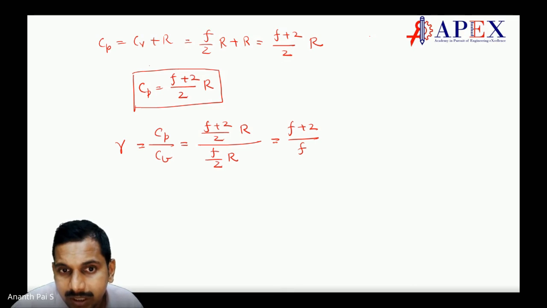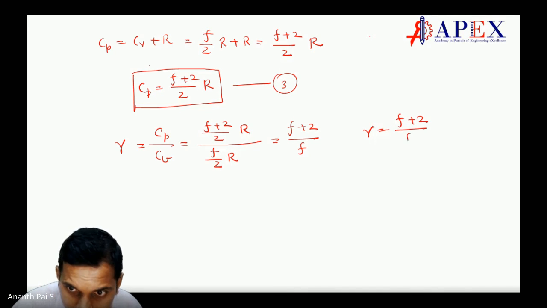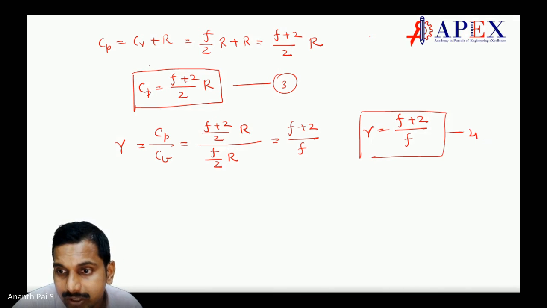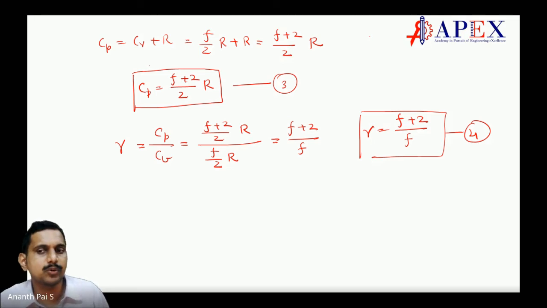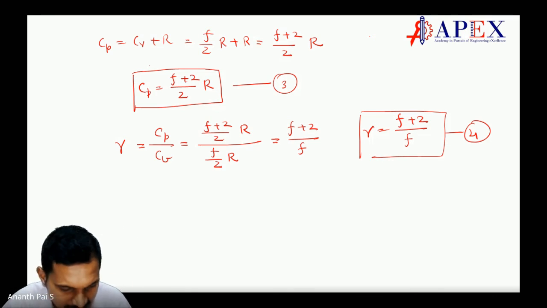So this is equation number 4, we can say. Sorry, is it 4? No, 3. And then gamma is equal to (F plus 2) divided by F. This is the fourth equation. Now this much I have told. I have not told you what F is. Let us see in the next slide. Write this down fast, students.